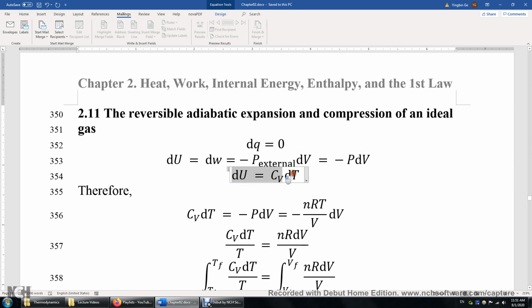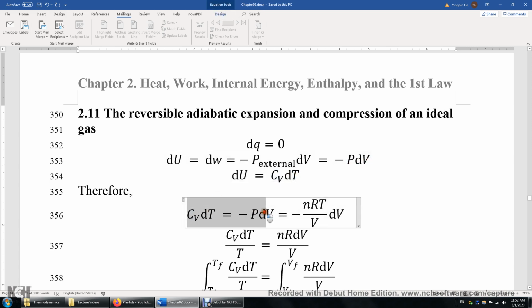And also dU is equal to CV dT. Again, for an ideal gas, U only depends on temperature, and dU is always CV dT for an ideal gas, no matter what kind of process it undergoes. Now we have two equations for dU. dU is CV dT because it's an ideal gas. dU equals negative PdV because Q is 0 and this is a reversible process. Therefore, negative PdV is equal to CV dT.